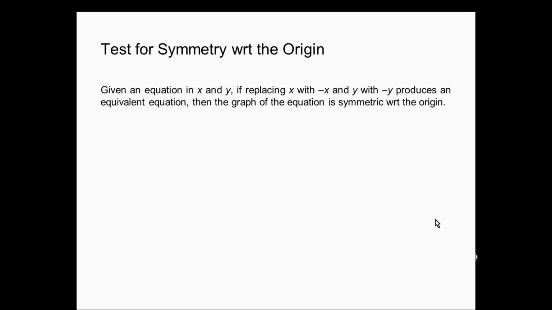So the test for symmetry with respect to the origin: given an equation in x and y, if replacing x with negative x and y with negative y produces an equivalent equation, then the graph of the equation is symmetric with respect to the origin. So for the origin, it's kind of like you combine the other two tests. Remember, to test for symmetry with respect to a particular axis, let the other variable be the opposite. To test for symmetry with respect to the origin, replace both variables with their opposites.